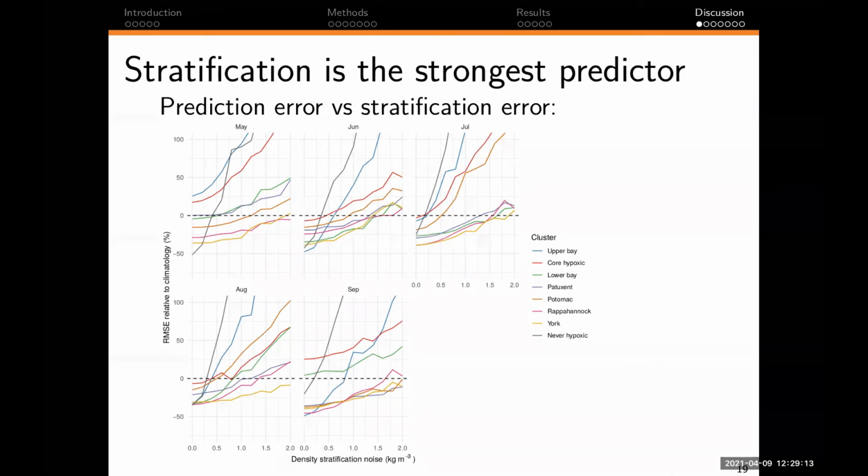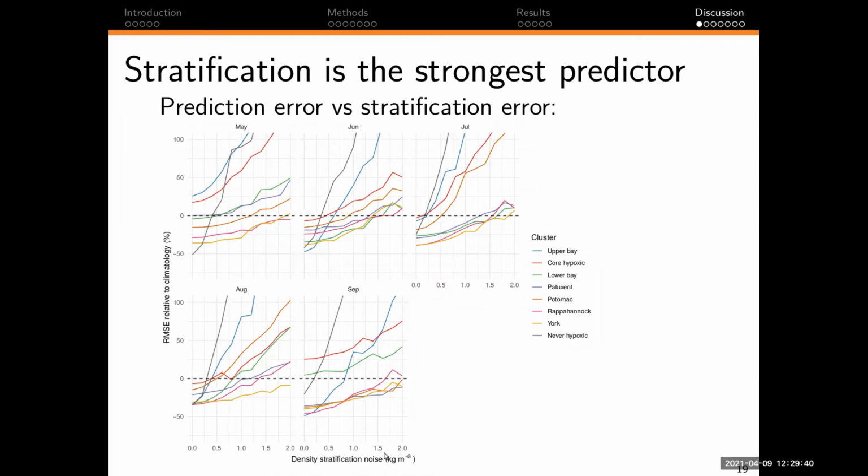So we really need to know the stratification. The stratification is the strongest predictor of oxygen in the model. So one of the things I tried to do is to see exactly how well we need to know the stratification in order to predict the oxygen well. I did this by adding small amounts of noise to the stratification observations in the testing data set, and then looking at how the root mean square error of the predictions degraded as that noise was increased.